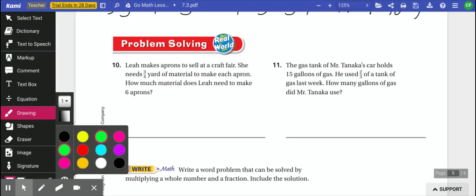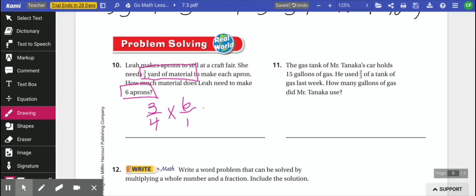All right. So we know that it's going to take 3/4 of a yard of material to make 1 apron, and she wants to make 6 of them. So my equation is going to be 3/4 for the 1, but she wants to make 6. So that's what my equation is going to look like. 6 times 3 is 18. 4 times 1 is 4.